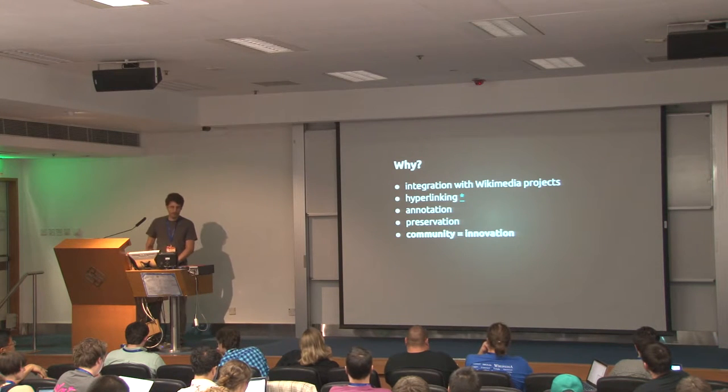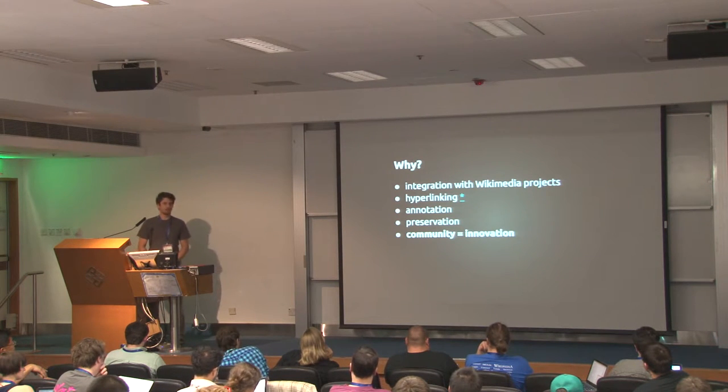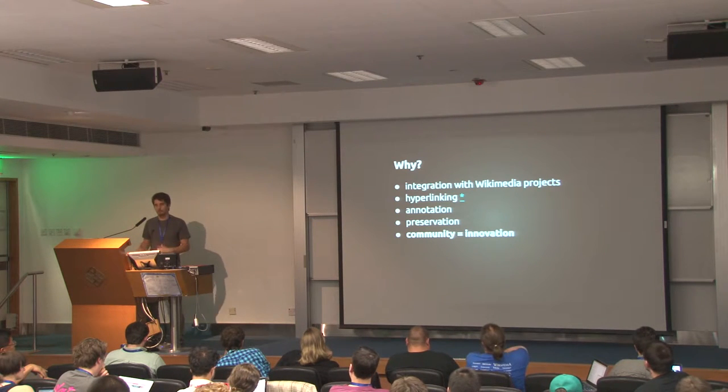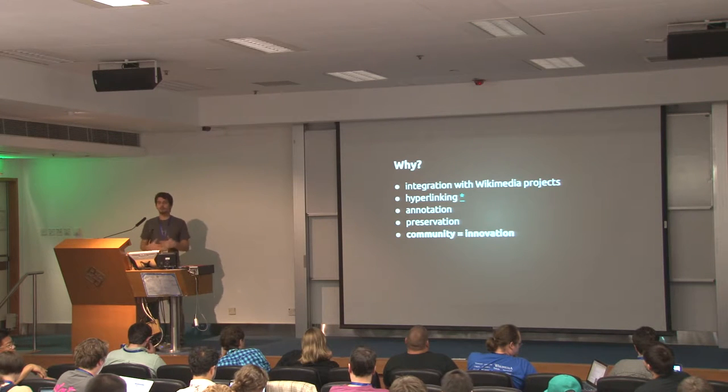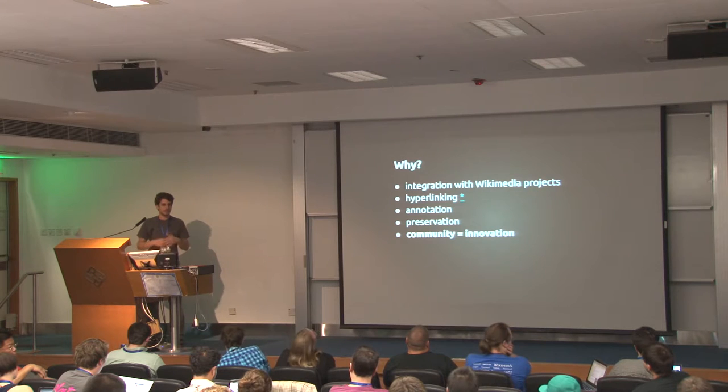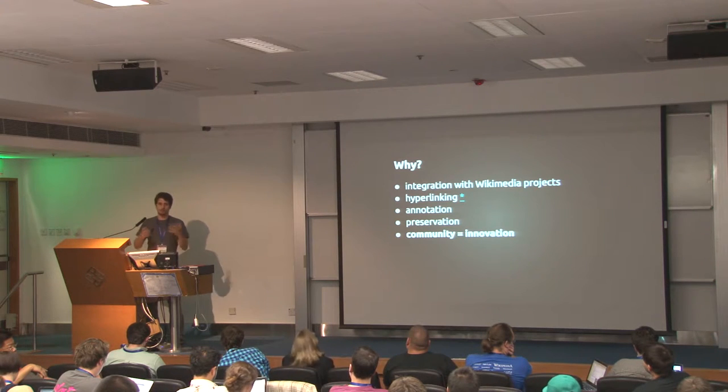And the one I really love is that we have a community. Wikisource, as Wikipedia, as Commons, are projects done and maintained and managed and curated by the community. And community means innovation, means that people actually do the stuff. It's not just algorithms, it's not just robots, it's people. So when we have people, anything can happen.